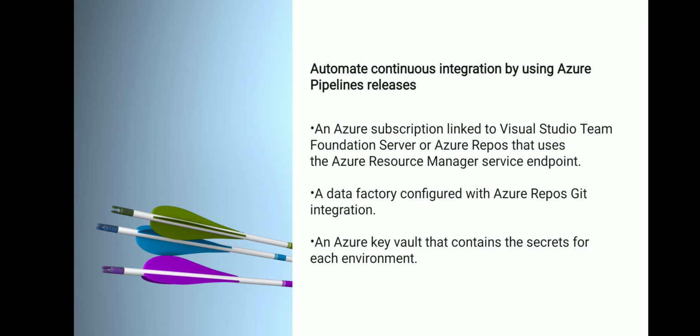Now, when we need to apply CI/CD using Azure Pipelines in an automated way, there are three requirements. One is an Azure subscription linked to Visual Studio Team Foundation Server or Azure Repos that uses the ARM service endpoint. The second requirement is a data factory configured with Azure Repos Git integration. And the third is Azure Key Vault that contains the secret for each environment. Now, once you have these three, you can go ahead and set up an Azure pipeline release.